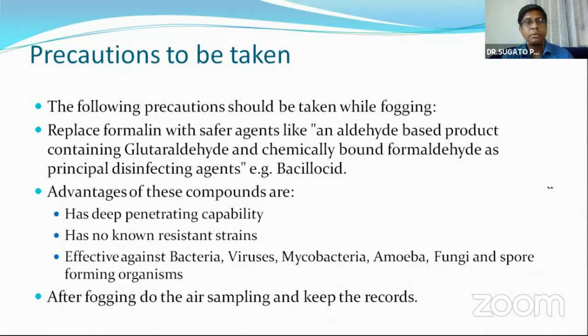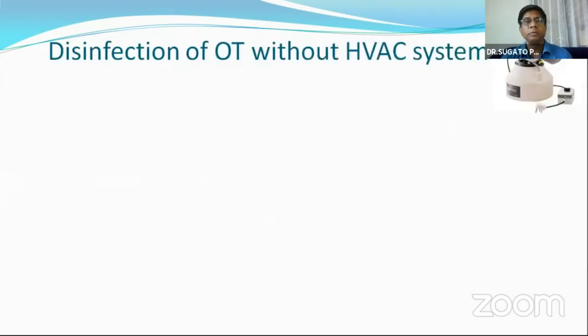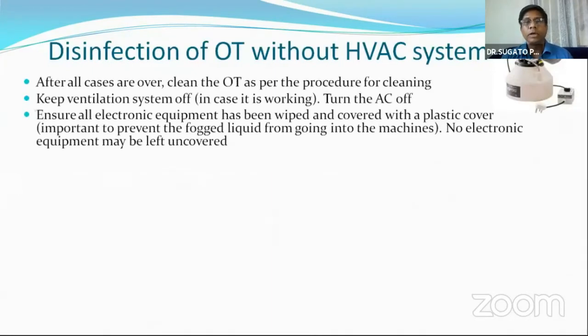Precaution should be taken because formalin is carcinogenic, so it is gradually being replaced with aldehyde-based products containing glutaraldehyde and chemically bound formaldehyde, such as bacillocid, as I've mentioned. Advantage: it has deep penetrating capability and no resistant strains, and is effective against all sorts of organisms. And after fogging, air sampling should be done. Now, for fogging, we have to keep all the OT doors and windows closed and the ventilation closed.